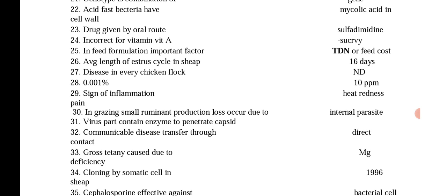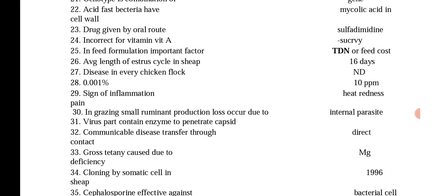Incorrect for vitamin A: vitamin A causes scurvy. Scurvy was, I think, caused by vitamin C, but not sure. In feed formulation, an important factor is total digestible nutrients or feed cost. Average length of estrus cycle in sheep is 16 days.